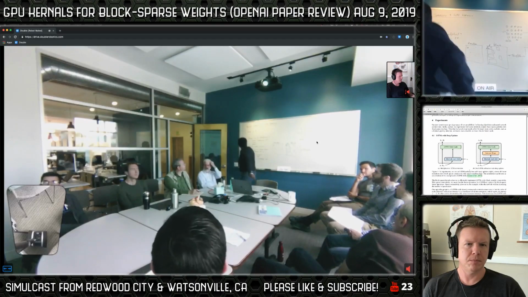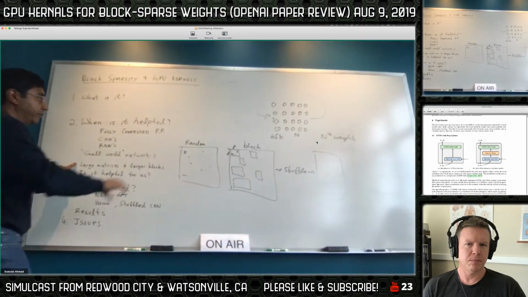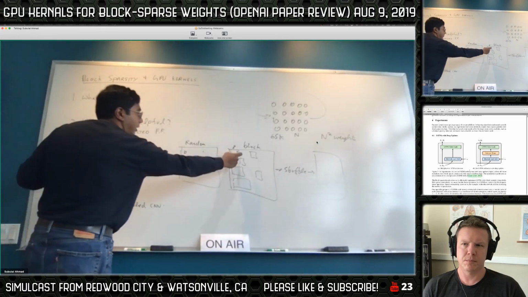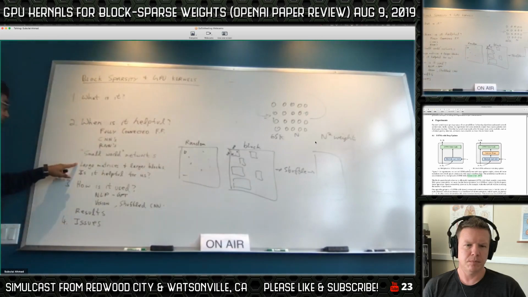We already talked about this. The other place that's helpful is when you want really large networks and relatively large block sizes. If they're very small, then it doesn't help as much. Is it helpful for us? It's unclear at this point whether our stuff can really fit into a block structure. They're making the claim that it helps a lot with sparse networks, right?